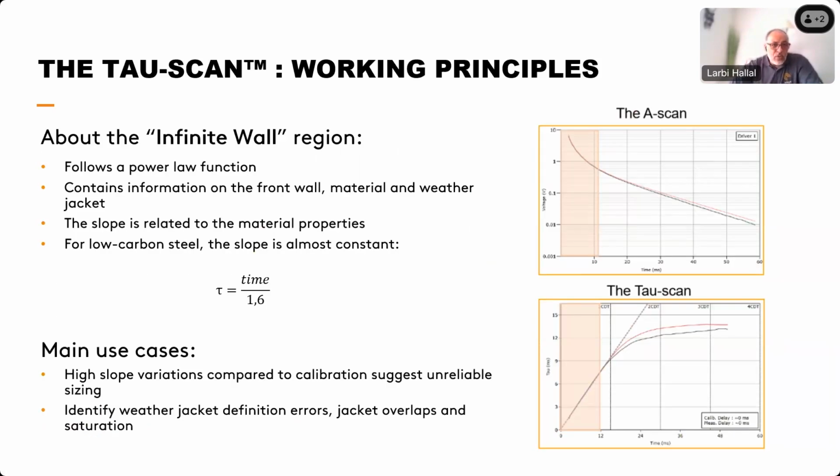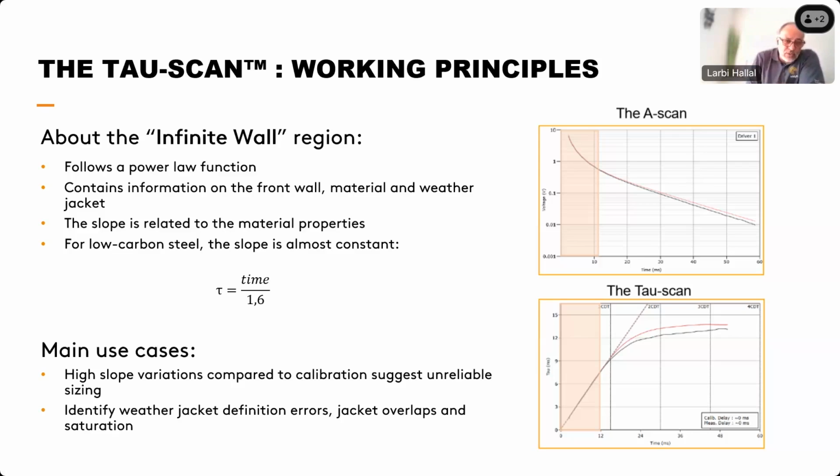So how to look at the Tau-Scan curve when it comes to the infinite wall, so from 0 to 1 CDT region, this region. The curve here follows a power law function. It will contain information on the front wall, the material, and the weather jacket. And the slope will be related to the material properties. So we can consider that for low carbon steel, the slope is almost constant.